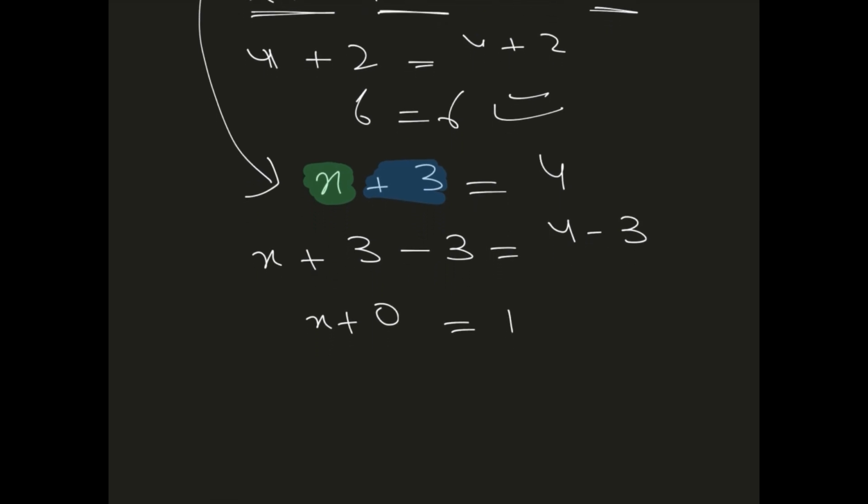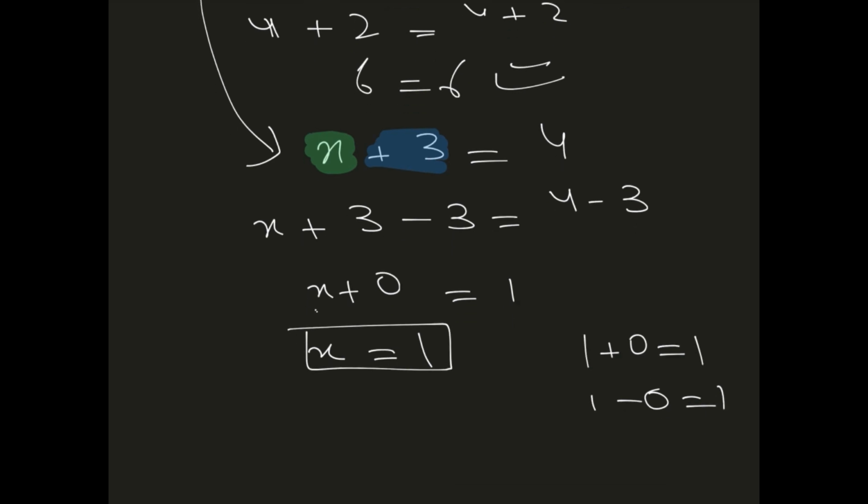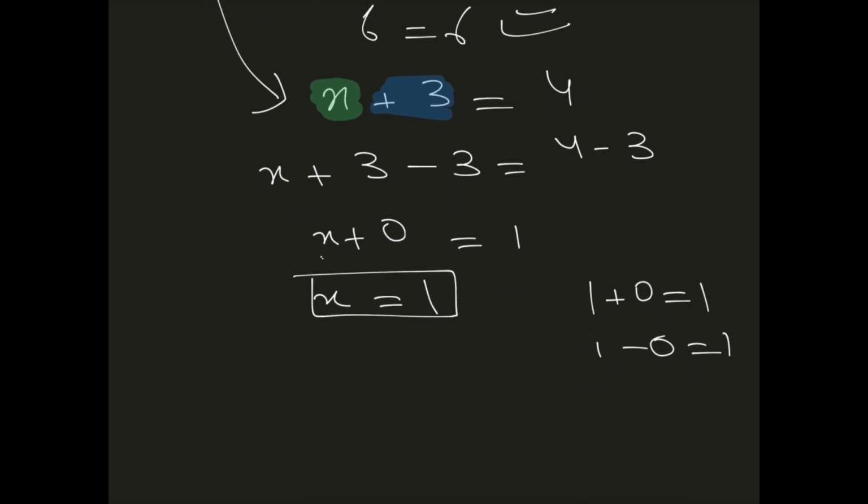Since anything plus 0 or minus 0 is the number itself, like 1 plus 0 is 1, 1 minus 0 is 1, right? So when you subtract or add 0 to any number, it's the number itself. So x plus 0 will be x. So x is equal to 1. That's how we solve an equation.